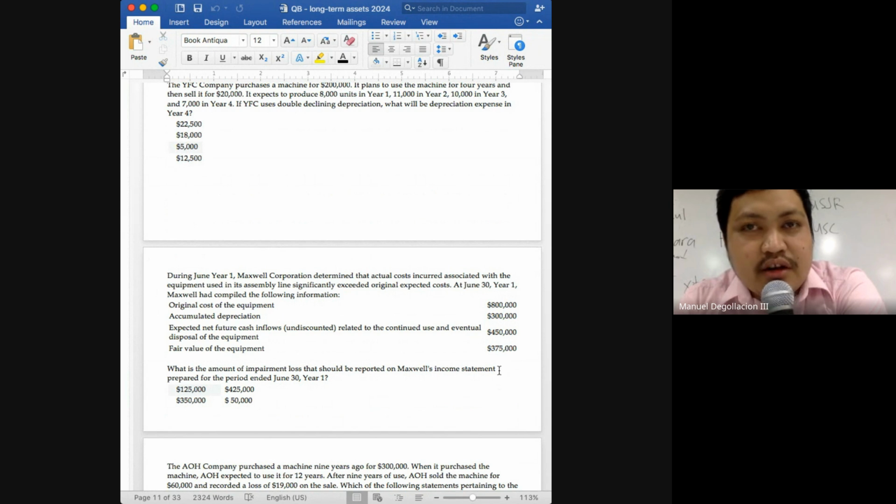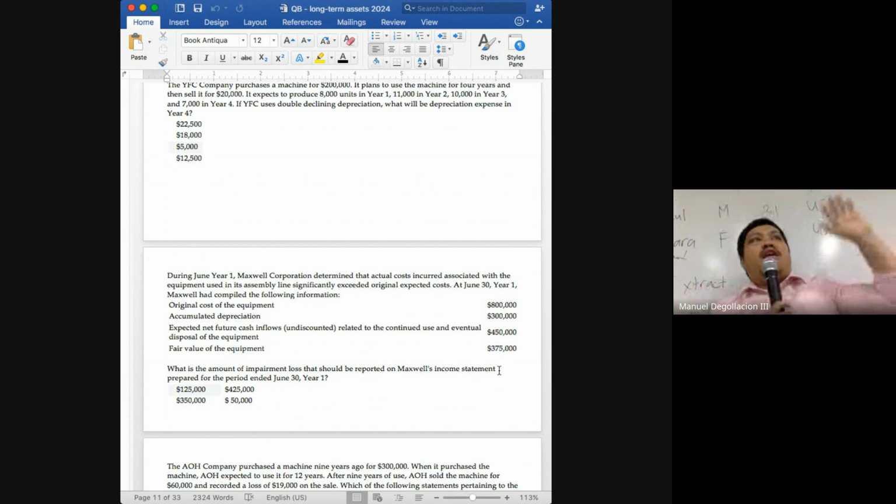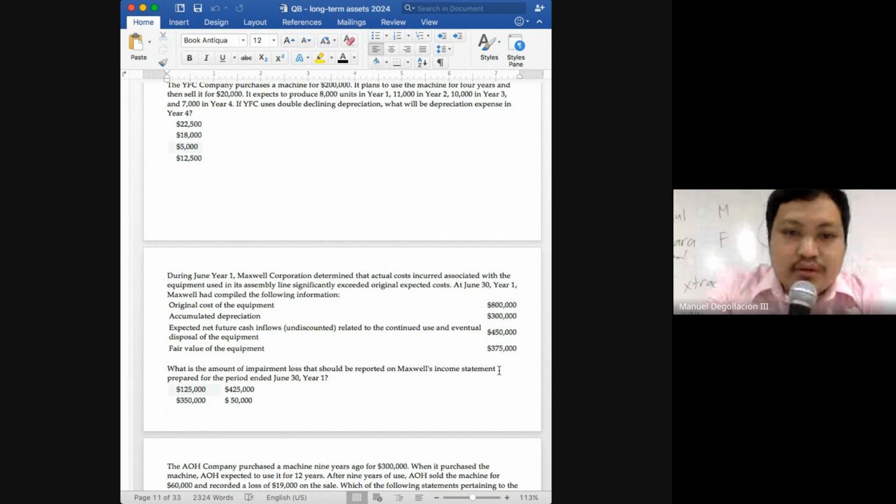If the value in your books is greater than the amount you expect to recover from it, then that would mean the asset is impaired. If you will eventually recover less than the amount in which it is recorded, then that means the asset is impaired. What's the next step? Do we proceed to the second step? Yes, because the asset is impaired. What's the second step? Impairment loss test.